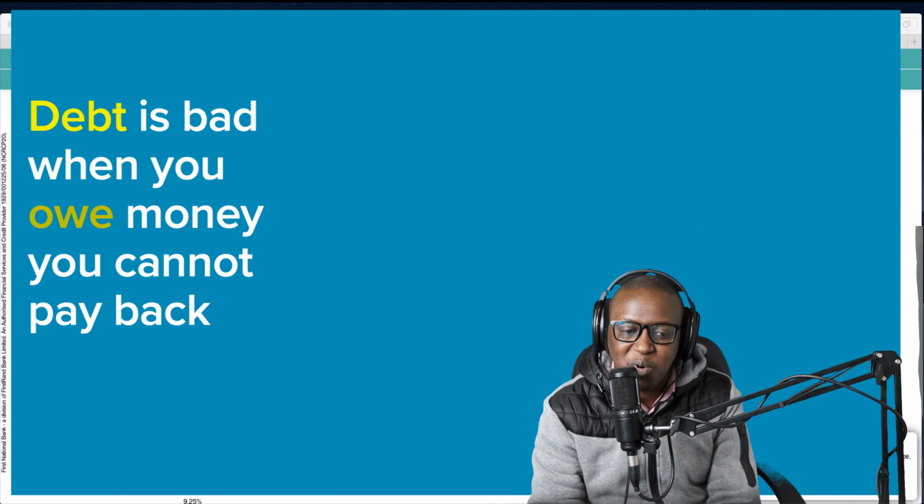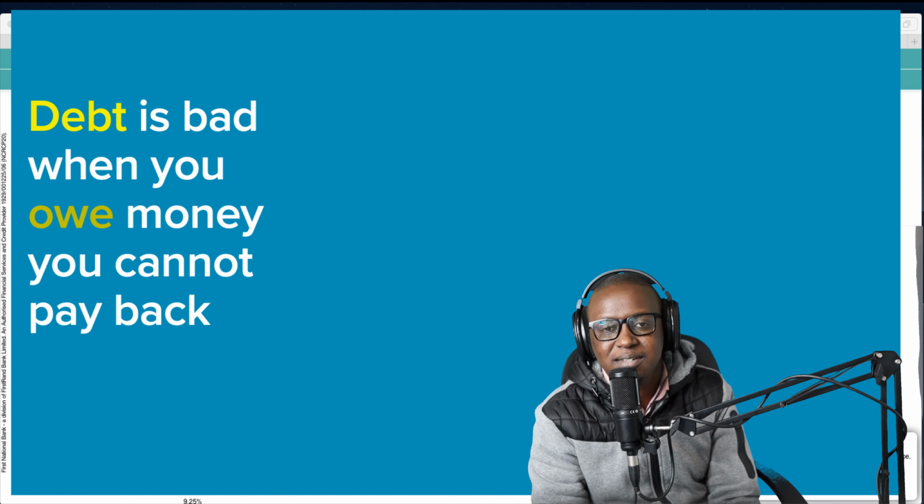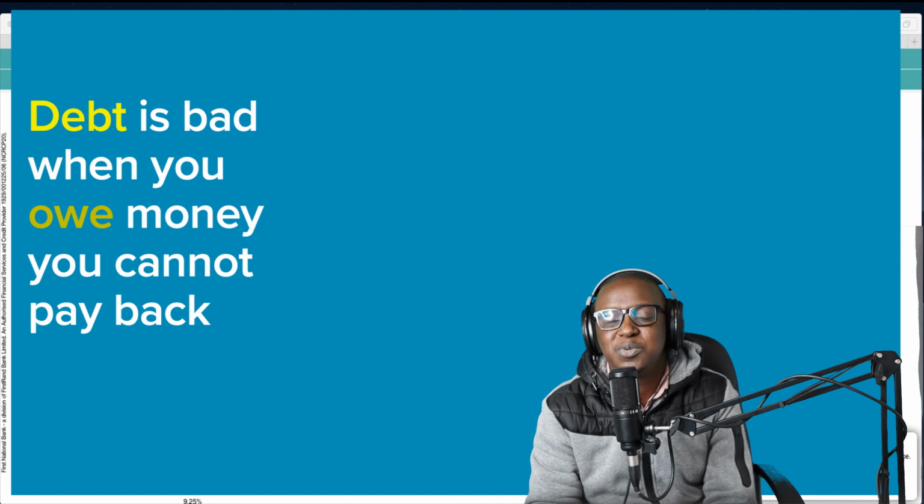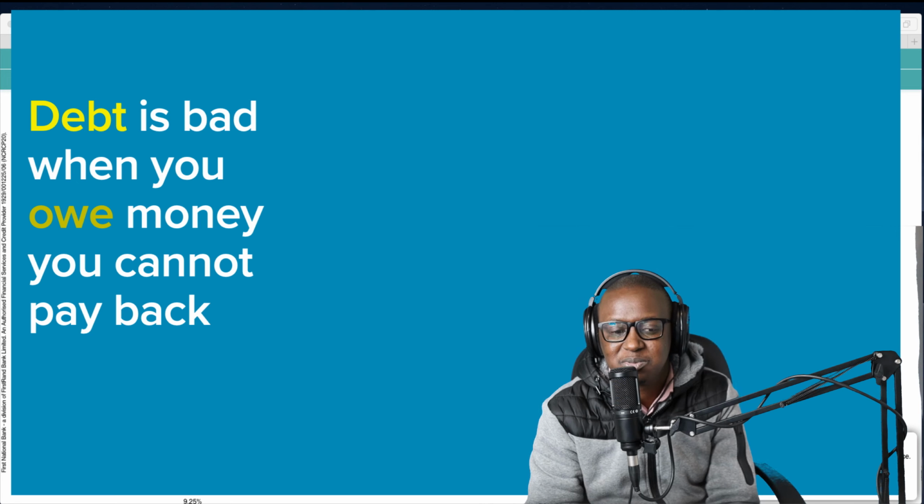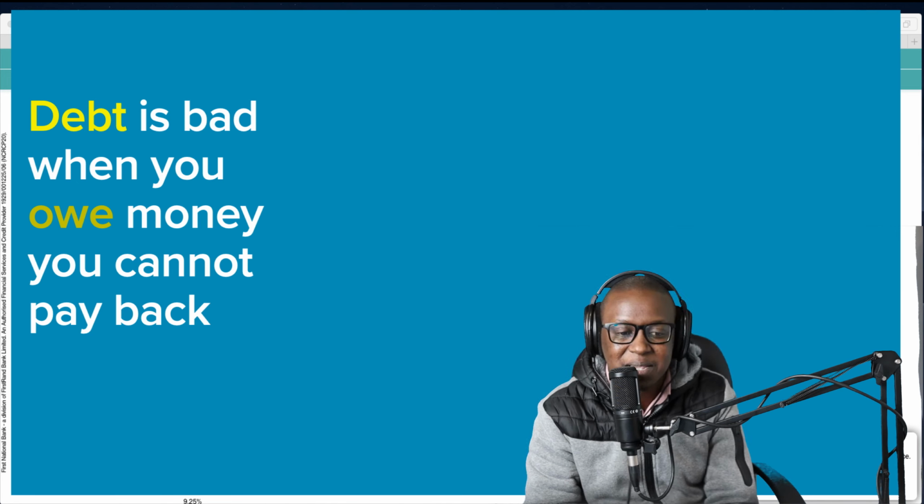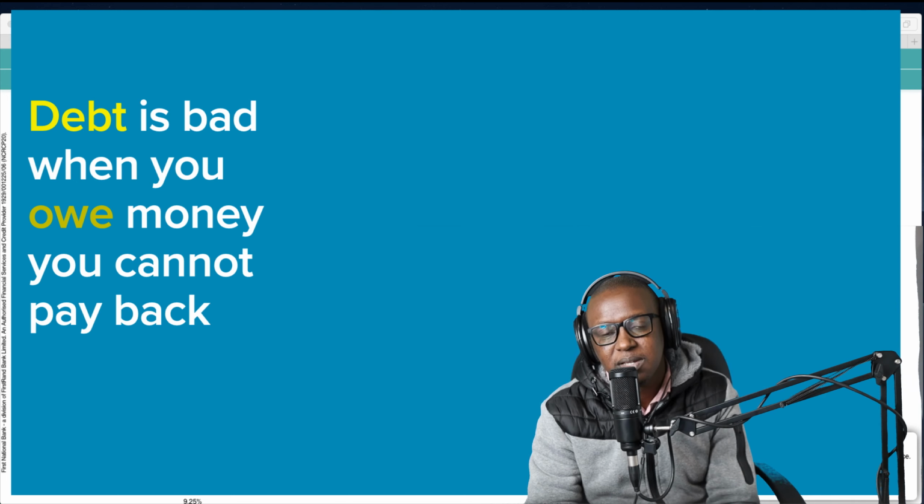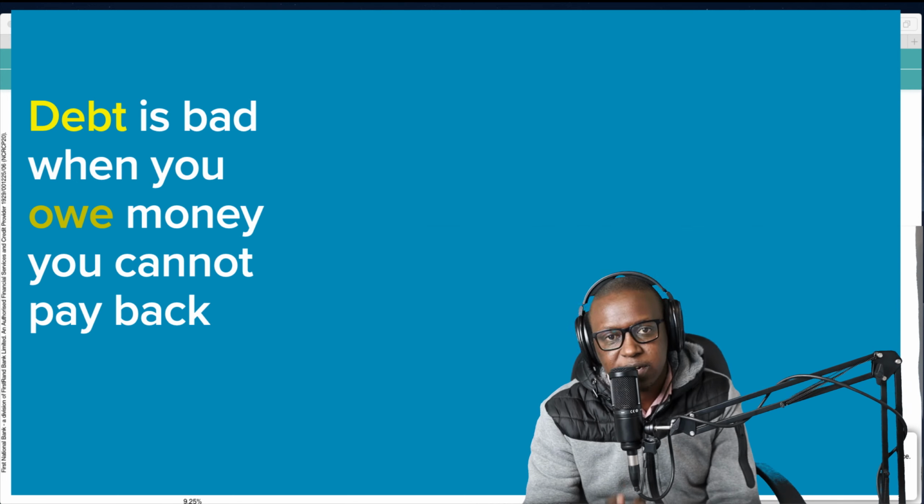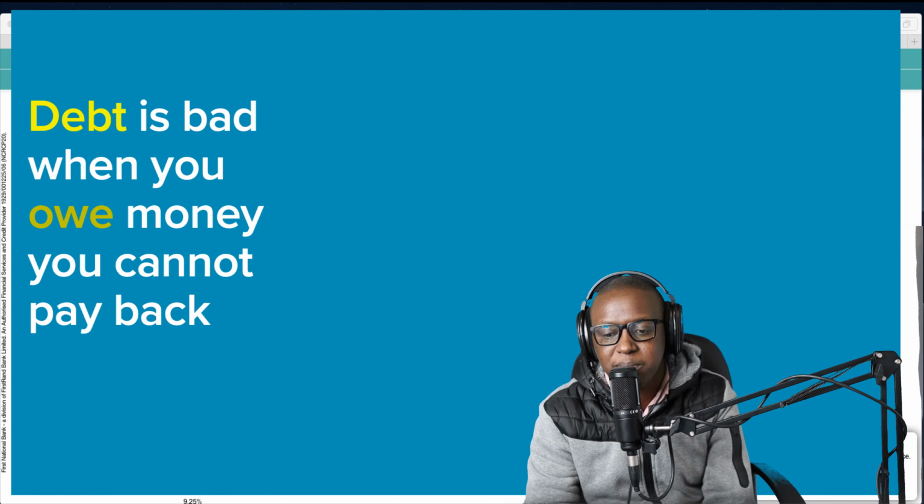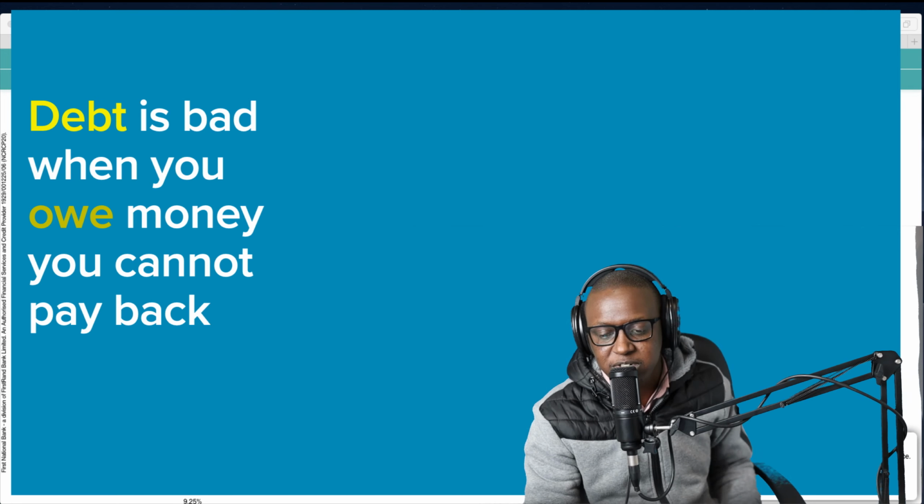Debt is bad when you owe money you cannot pay back. That is very bad, because you'll get debt collectors phoning you and you may be blacklisted. So that's when the debt becomes bad. So you need to make sure that you pay your debt on time. Then also try as much as possible to pay your minimum payments. Then you'll have a good credit record.